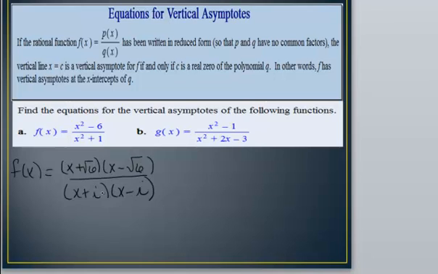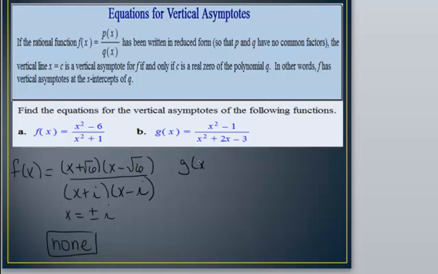Then you'll see where I got these. Well, what would make this denominator 0? What would make it 0 is x equals positive and negative i. Since these are imaginary numbers, you can't plot imaginary numbers on a Cartesian coordinate system, so this particular function doesn't have any vertical asymptotes. Let's look at the second one.